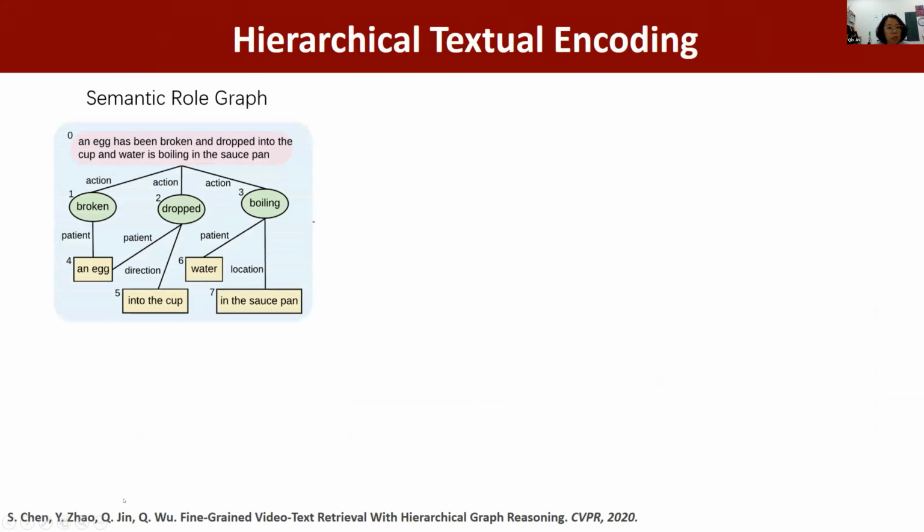On the text query sentence side, we first decompose the sentence into the semantic role graph, as shown in this figure. The pink node is the global event node, the green nodes are the action nodes, and the yellow nodes are the entity nodes. Then we initialize the graph.